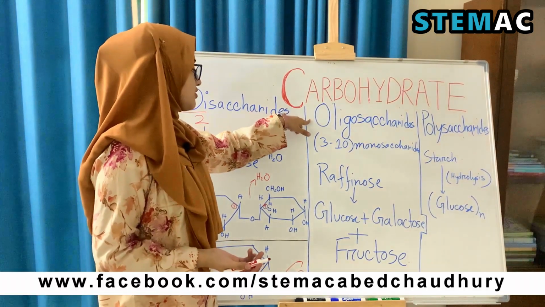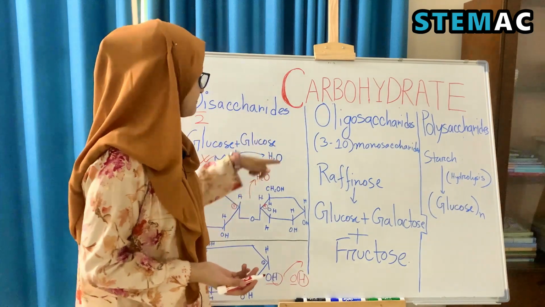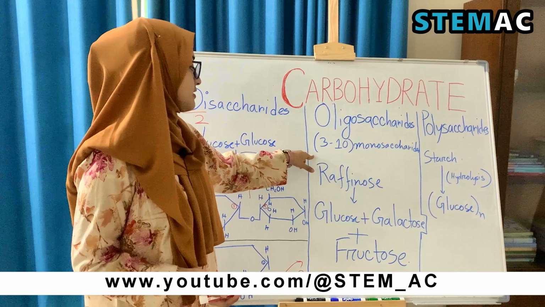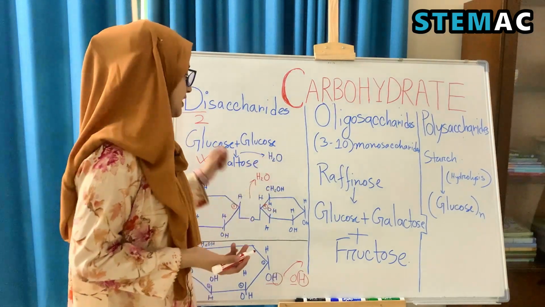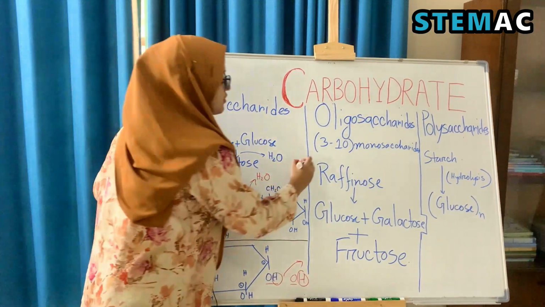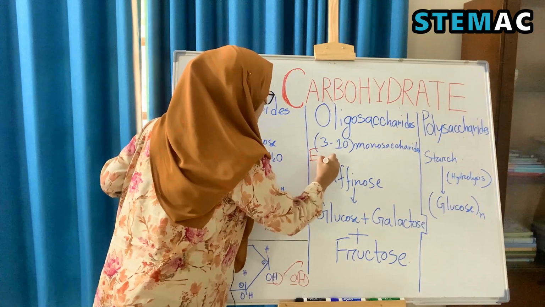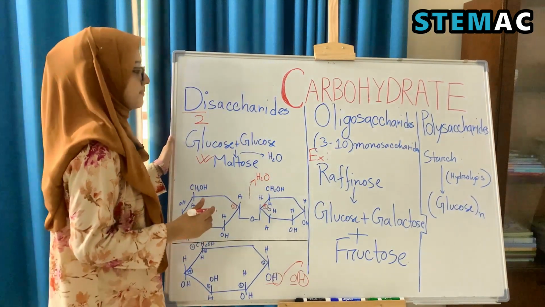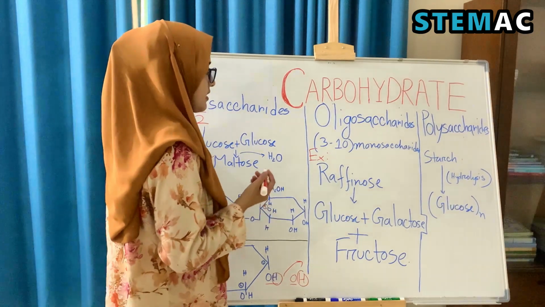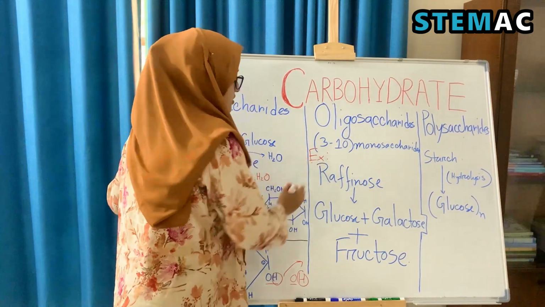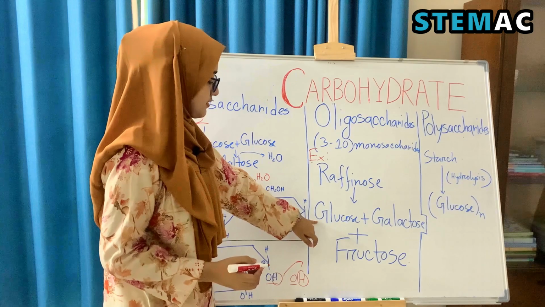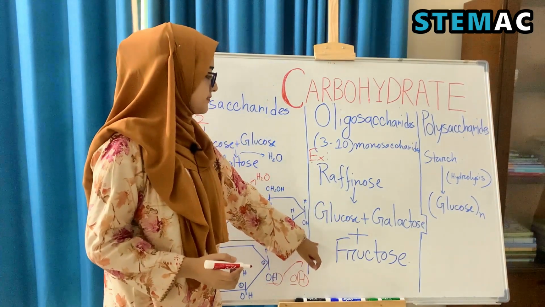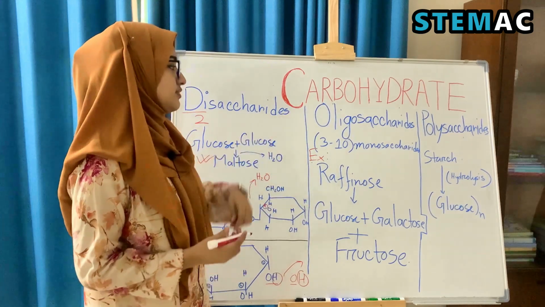And then we are going to talk about oligosaccharides. Oligosaccharides have monosaccharides, and the number is 3 to 10 monosaccharides. One example that we can give here is raffinose. So raffinose is a trisaccharide. So here we can see raffinose has glucose, galactose and fructose in it. So we can call it an oligosaccharide.